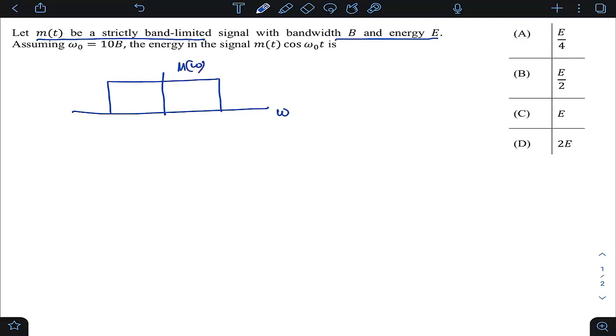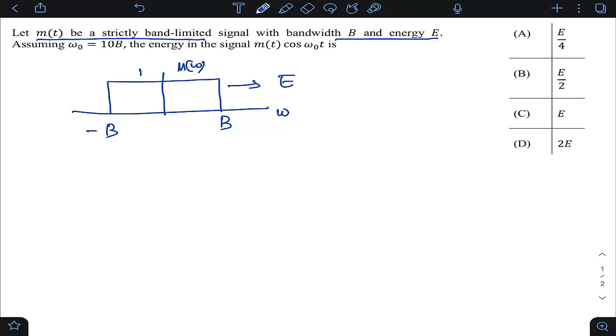That means the Fourier transform of this signal m(t) is M(omega). Let us assume M(omega) like this. The bandwidth is B, so this point is B and this is minus B. And what is the height? You can take anything, let's say it is 1. They're saying that the energy is E, so this signal has energy E.